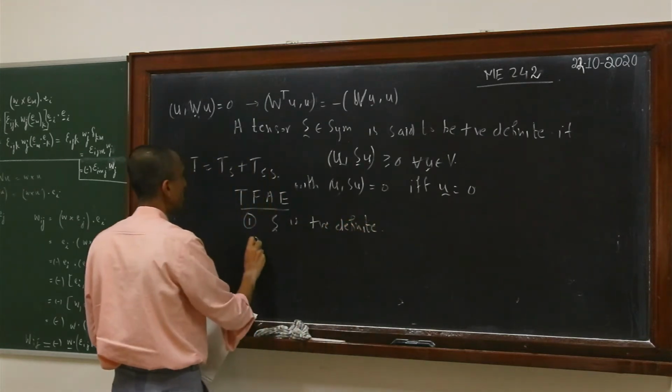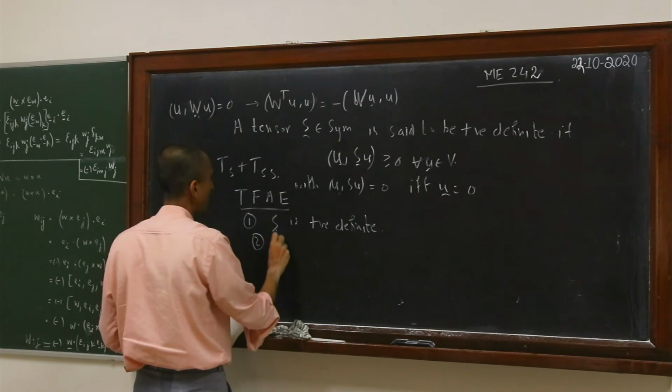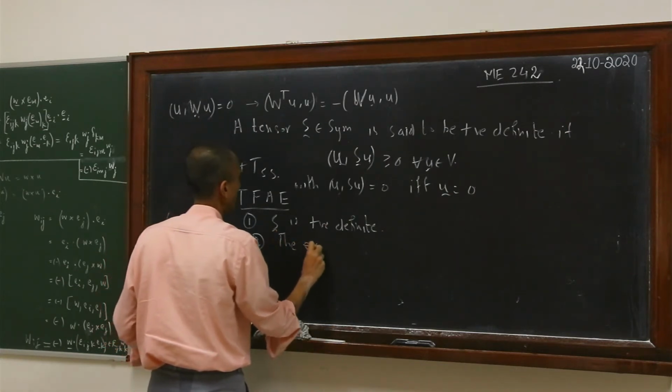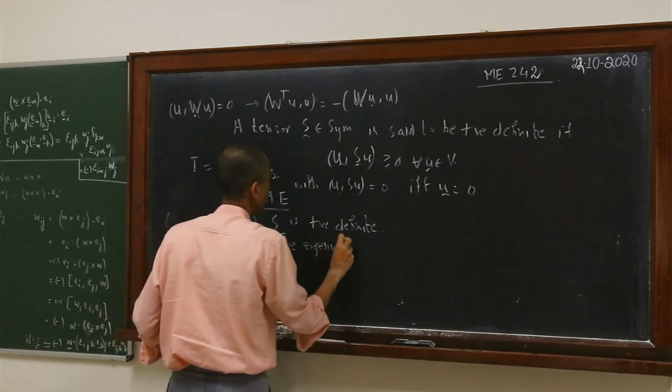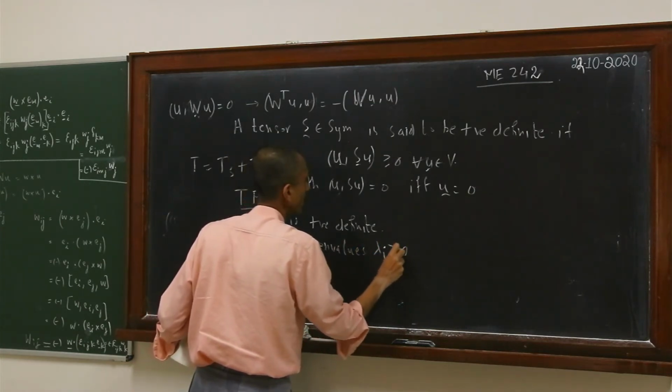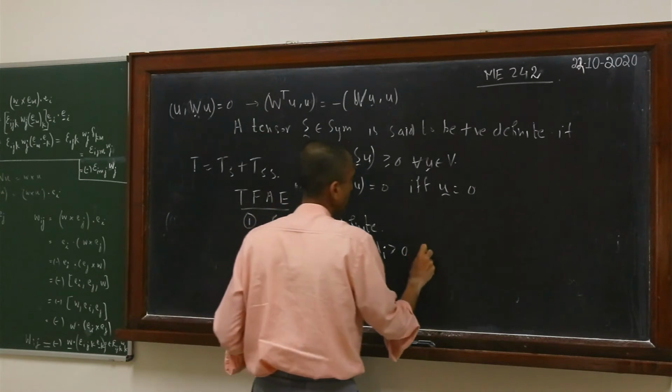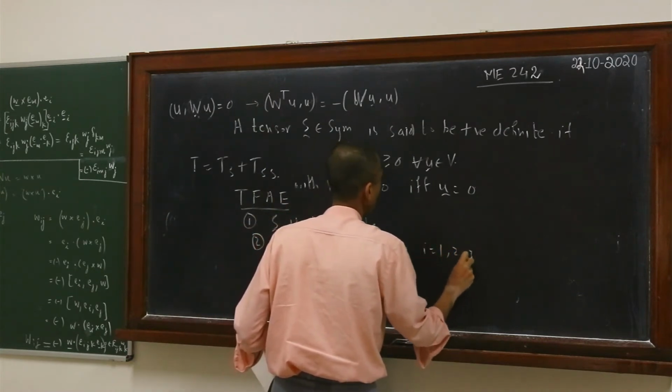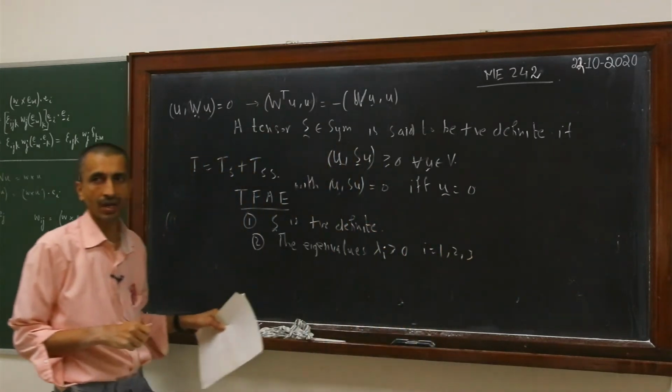Two: the eigenvalues lambda_i, with i equal to 1 to 3, are all greater than 0. All the three eigenvalues are greater than 0.